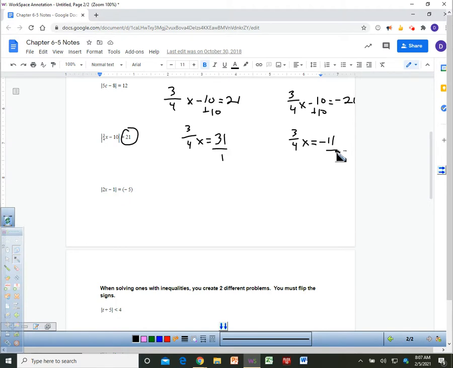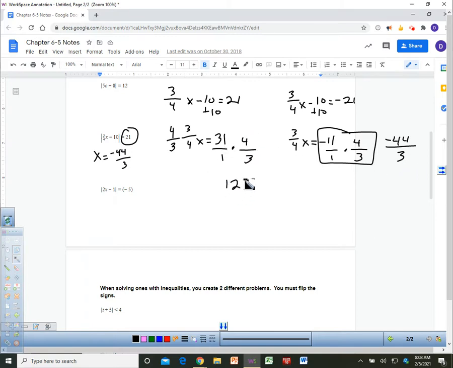Now, to get rid of a fraction, we have to multiply by the fraction flipped on both sides. So here we get x can be negative 44 over 3. So I get right here, negative 44 over 3. 11 times 4 is negative 44. 3 times 1 is 3. That can't be simplified. And on this one, we get 124 over 3. So x can be 124 over 3.